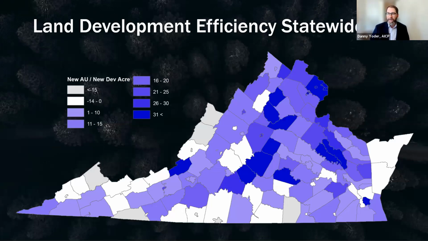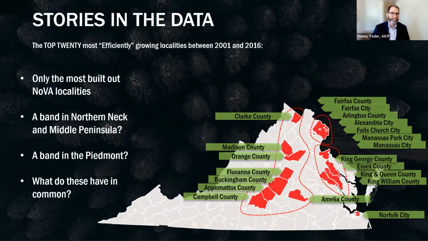Here we've simply mapped what we showed you on the previous slide. So these are all the cities and counties, and a darker blue color means that it has a higher land development efficiency factor. And I'm going to turn this over to Vlad to talk about what some of the stories are that we're seeing here with this data.